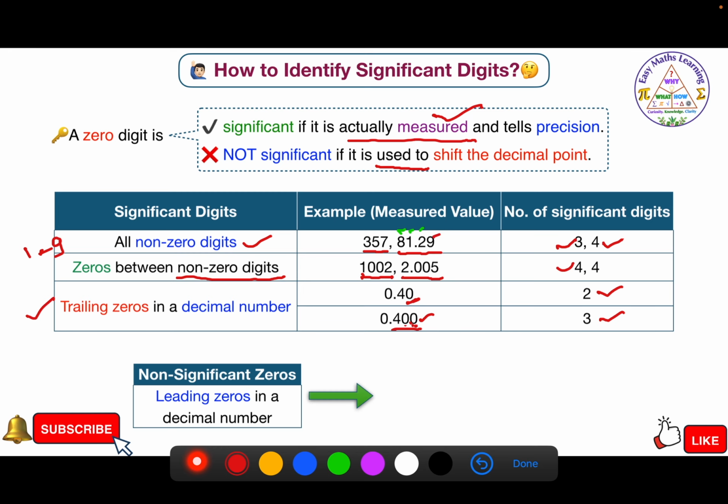Now, leading zeros in a decimal number. Leading zeros in a decimal number are not significant because these zeros only help to locate the decimal point in the measured value.